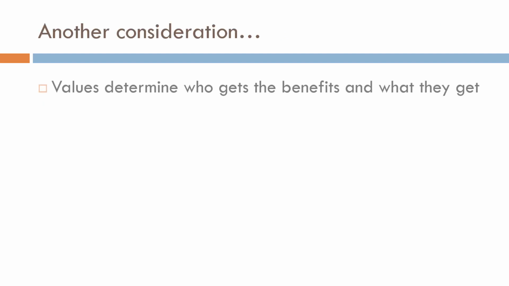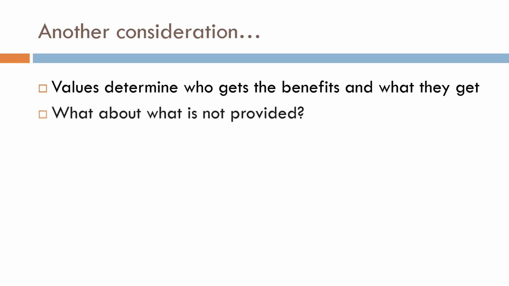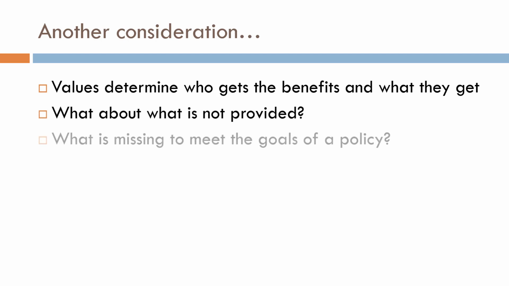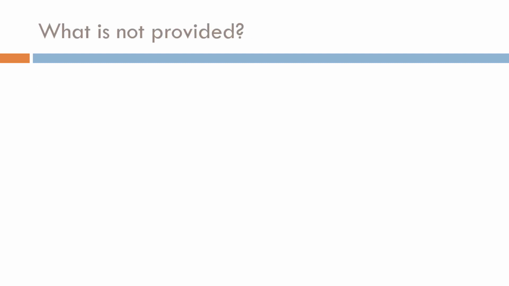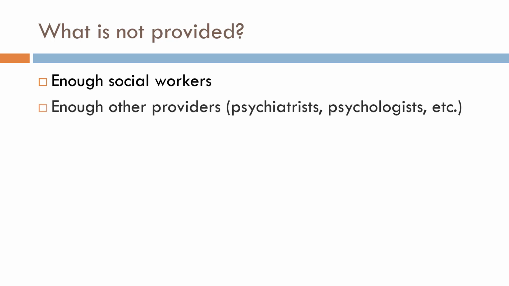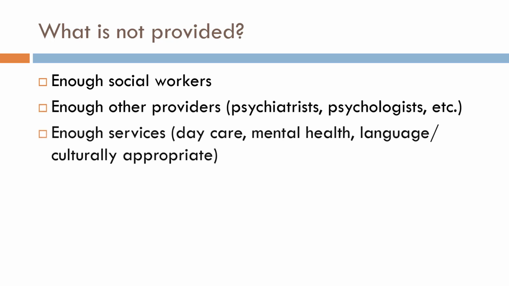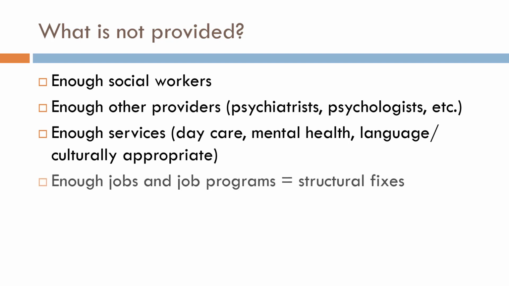Another consideration is, okay, so values determine who gets the benefits and what they get. But what about what is not provided? In other words, what is missing to meet the goals of a policy? And what are we therefore not valuing? Okay, so what is not provided? Not enough social workers ever, not enough other providers, enough services, enough jobs and job programs, so definitely not enough structural fixes.